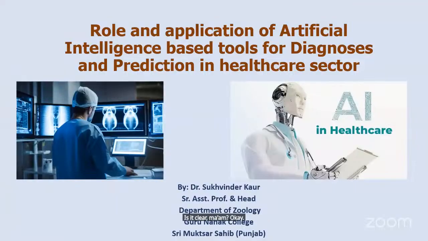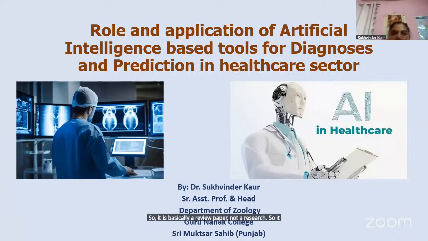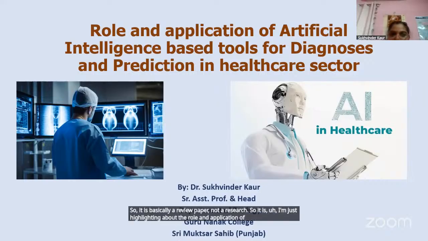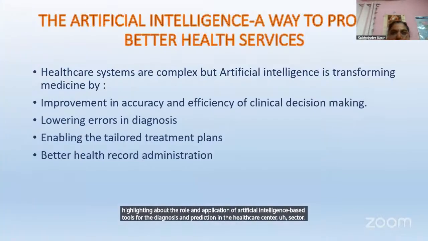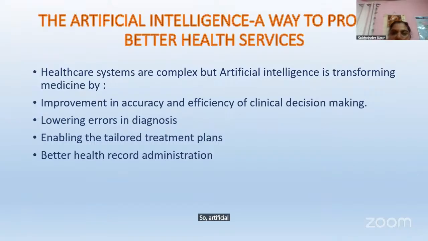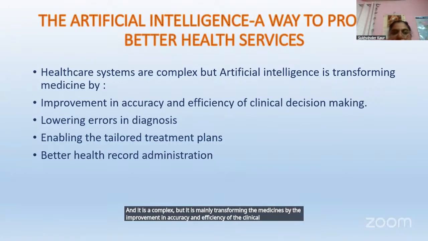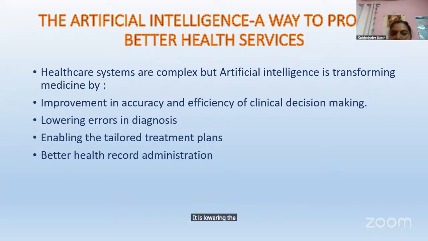Okay. So it is basically a review paper, not a research paper. I am highlighting the role and application of artificial intelligence based tools for diagnosis and prediction in the healthcare sector. Artificial intelligence is nowadays a very good way to provide better health services. It is complex, but it is transforming medicine by improving the accuracy and efficiency of clinical decision making. It is lowering errors in diagnosis and enabling better treatment plans and better health record administration.